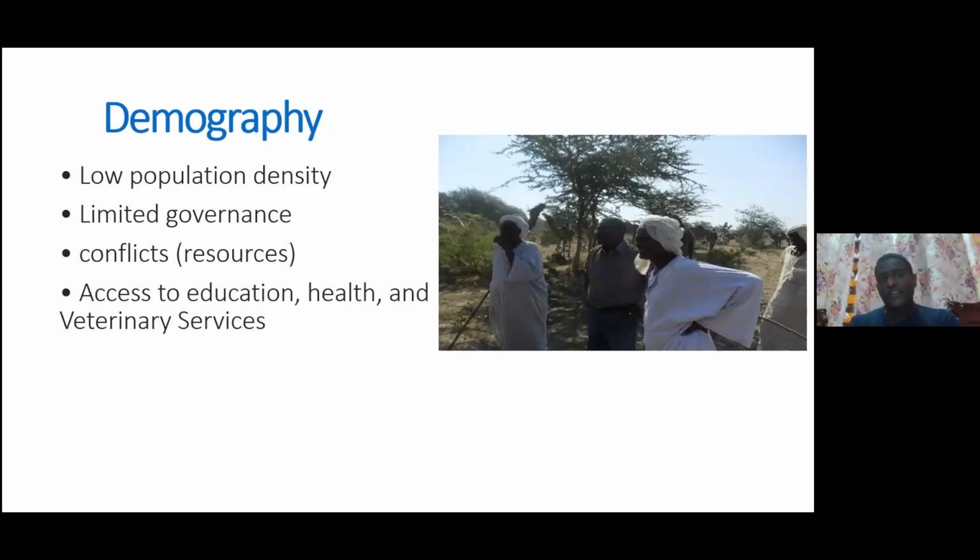Demography: you'll find that in the pastoral community there is a low population density, and they also have limited governance and conflict over resources, conflict over water, conflict over grasses, conflict over land, and also access to education is very difficult, access to health service is very difficult, and also veterinary service.